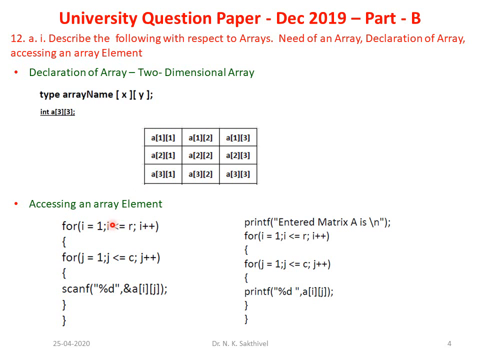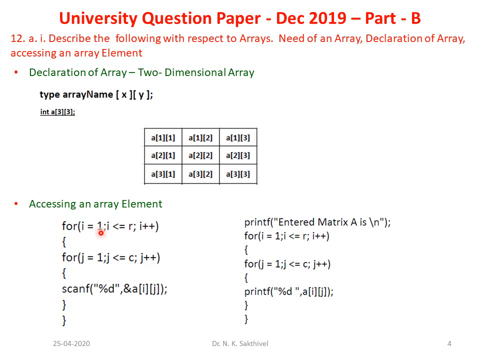How can the two-dimensional array be accessed? This is one suitable example, and I would like to demonstrate it in C. First I told you this is the row and the second is the column. I used two loops to access the two-dimensional array. For example, for I equal to 1, I less than or equal to R, because R represents rows, I plus plus. Then, within the for I loop, an inner loop: J equal to 1, J less than or equal to C, where C refers to columns, J plus plus.